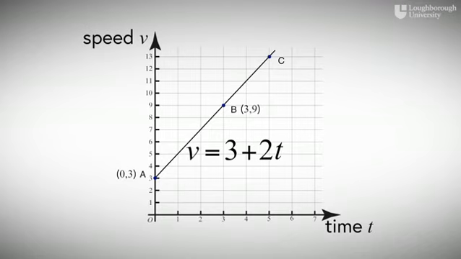In this example, the gradient of the line is positive. This means the speed increases as the time increases. In some examples, the gradient could be negative, so that the speed decreases as the time increases. In such cases, the car or object will be slowing down or decelerating.